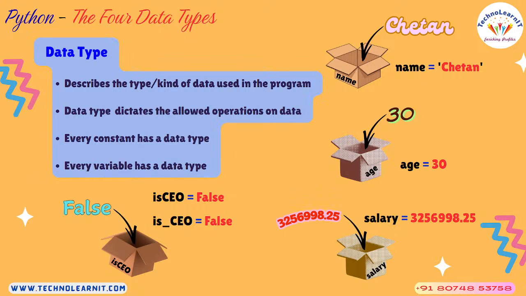Every variable also has a data type. Here, what are the variables? Name, age, salary, is CEO or is underscore CEO. These are all variables. All these variables also have some data type associated with them. Name is a string variable. Age is an integer variable. Salary is a float variable. Is CEO is a Boolean variable.